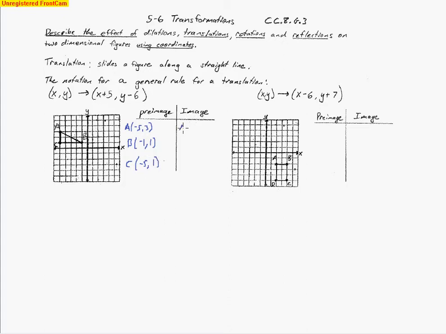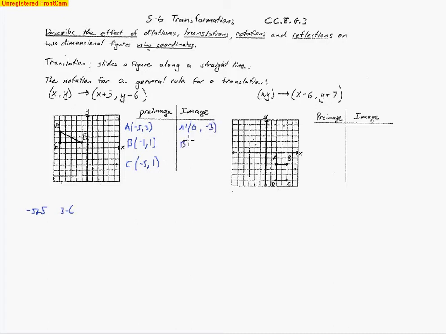So for A prime, we're going to end up having to add 5 to negative 5. That's where I'm getting 0 from. All I did is go negative 5 plus 5. I'm just taking the x value, putting it in there, and doing the operation it tells me to. Same thing here. For y, I have 3, and if I take 6 away, which is what the rule says right up here, then I end up at negative 3. So that's all I'm doing, just using that rule.